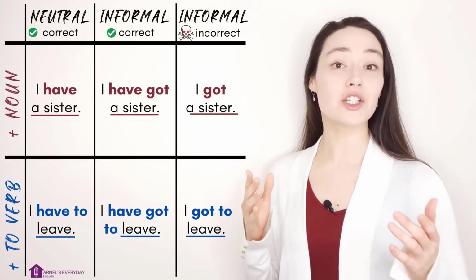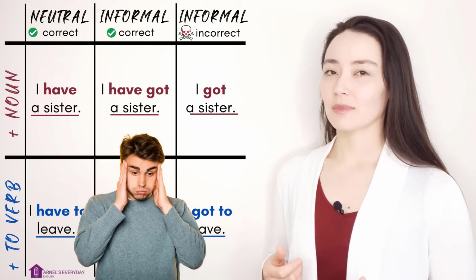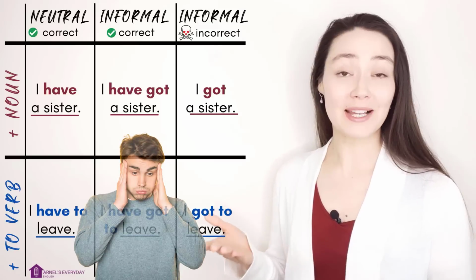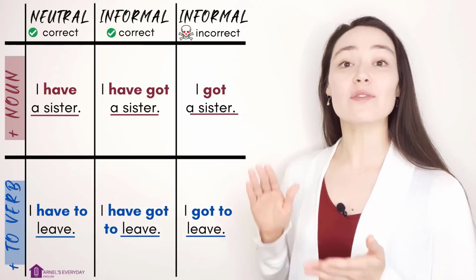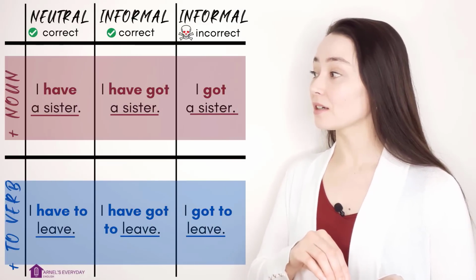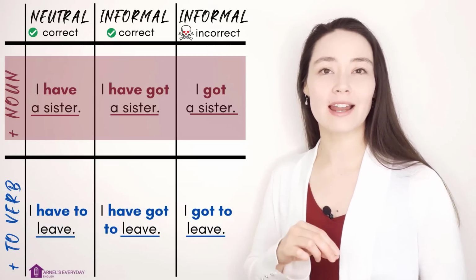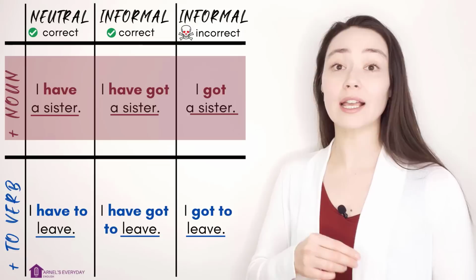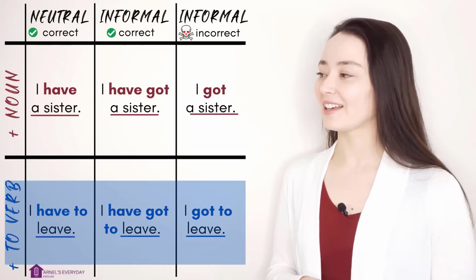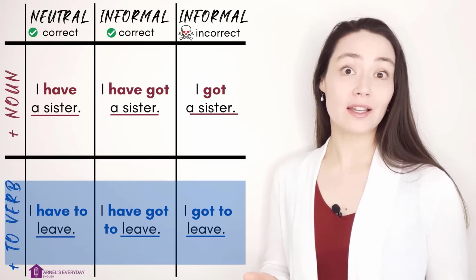Let's start with a general overview. You can see my chart here. Does it look confusing? Don't worry, we're going to look at everything step by step. I have two rows. You can see plus noun and plus verb. I have plus noun. I have got plus noun. I got plus noun. Sister is my noun. I have to leave. I have got to leave. I got to leave. Leave is my verb.